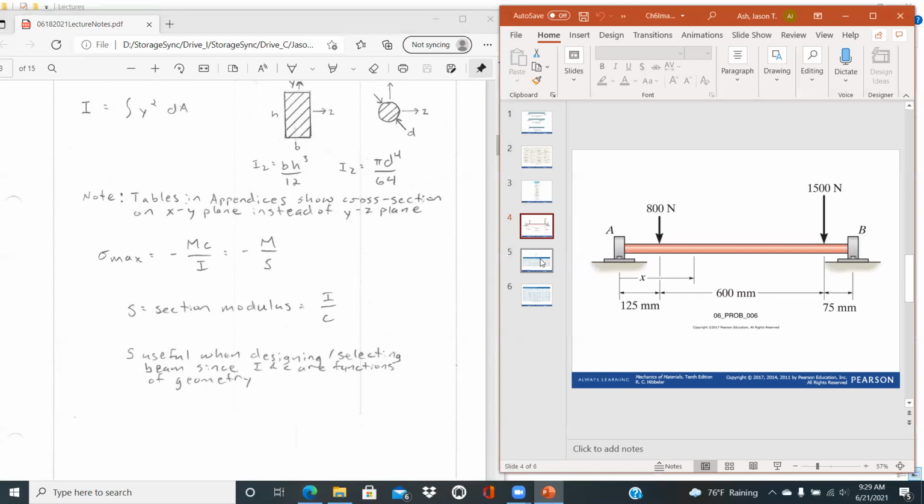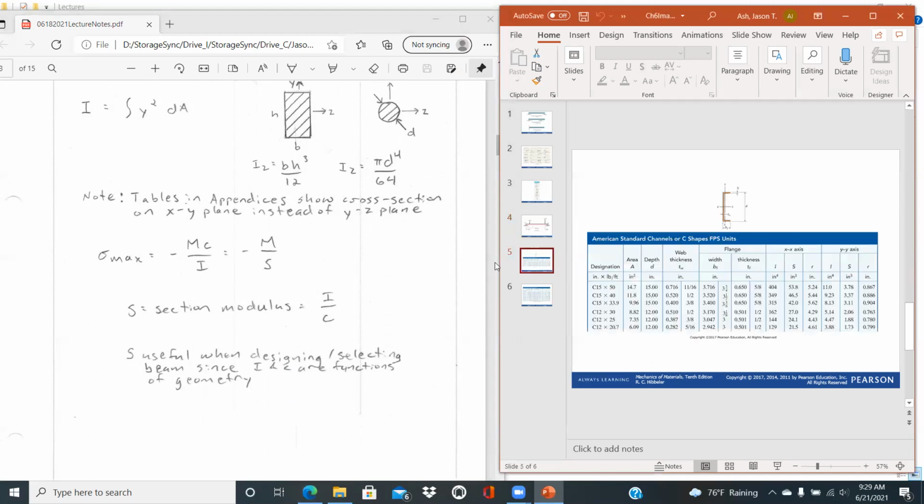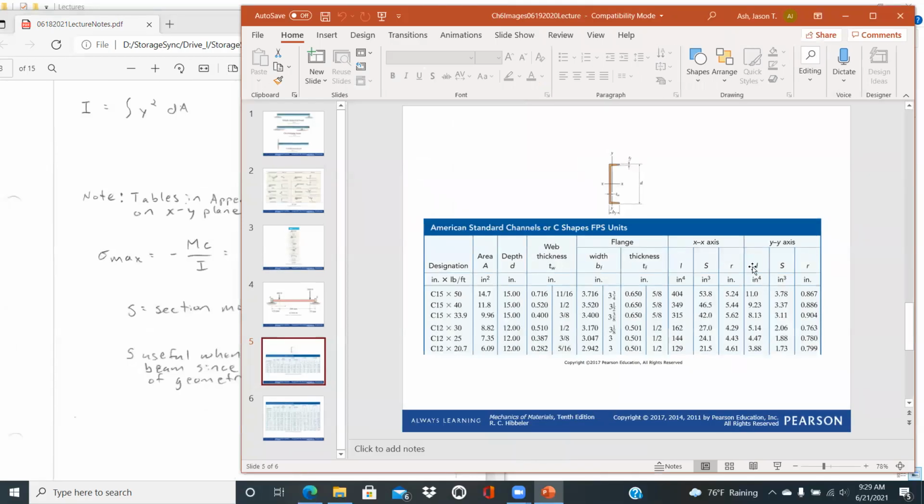With those tables in the back of the textbook, in addition to the area moment of inertia being defined, they also define an S value, which is the section modulus.